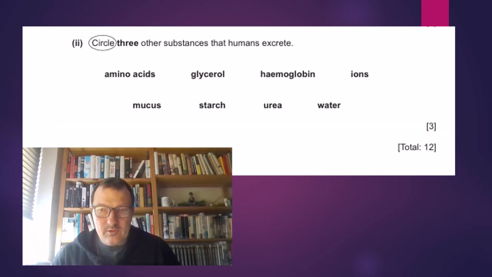And then for the last question here, we move over to chapter 13, excretion and homeostasis, and they ask you to circle 3 other substances that we excrete. Try if you can find the 3 ones. It's 3 points.